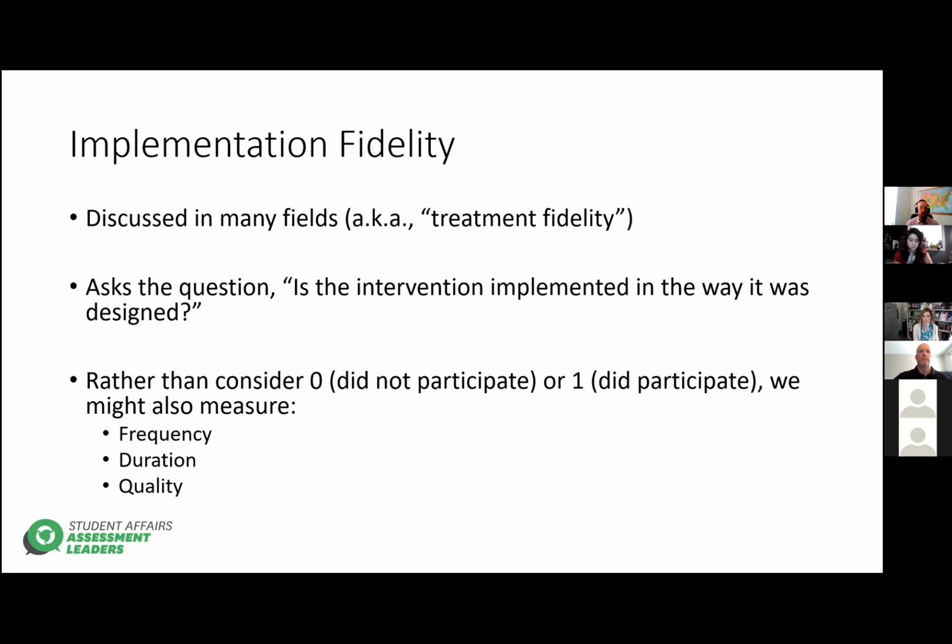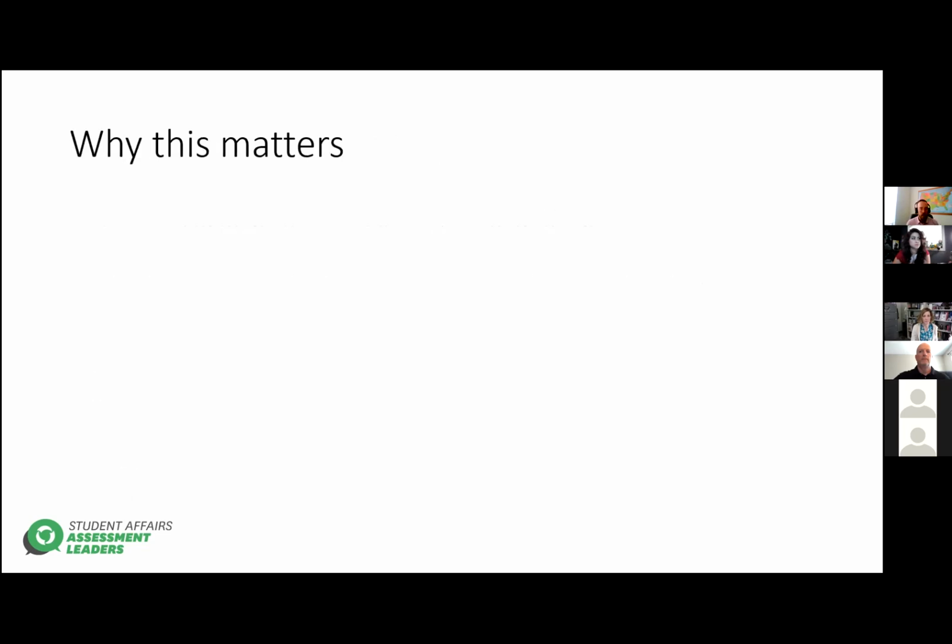It's really saying we designed an intervention. Was it implemented the way that we designed it to be? So rather than saying students who didn't participate get a 0, and students who did participate get a 1, we might also measure things like the frequency, the duration, the quality of that interaction, so that rather than 0 and 1, there's a range that's got decimal points in it that gives us an idea of that intervention compared to the way that we wanted it to be. Now, why does this matter?